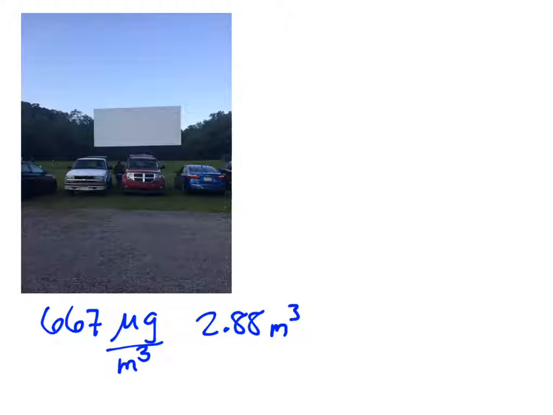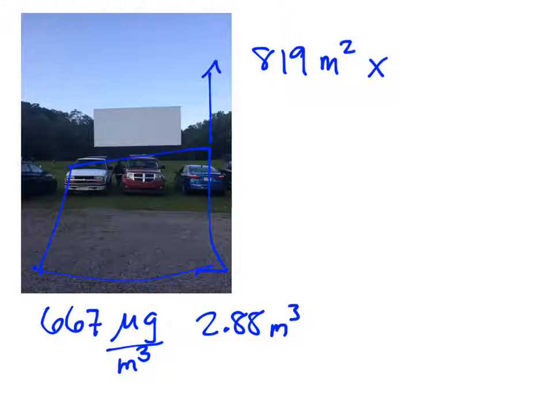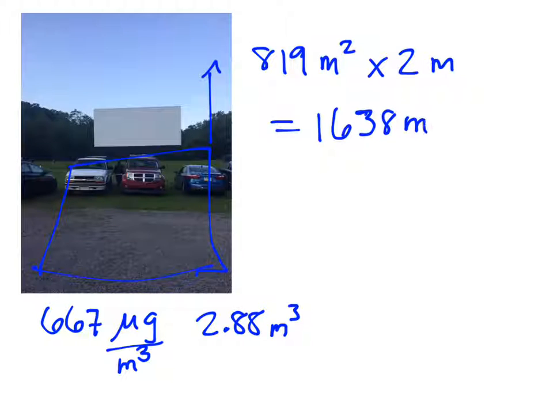So I took the drive-in and sketched out my immediate area around some of the cars, where I saw 5 cigarettes being smoked. This was 819 meters squared. Then I estimated again about 2 meters in height, because after that I was assuming it would be far enough away. Again, that's a wild assumption, but it's a place to start. I multiplied this by 2 meters in height and got an estimate of 1,638 cubic meters of air.